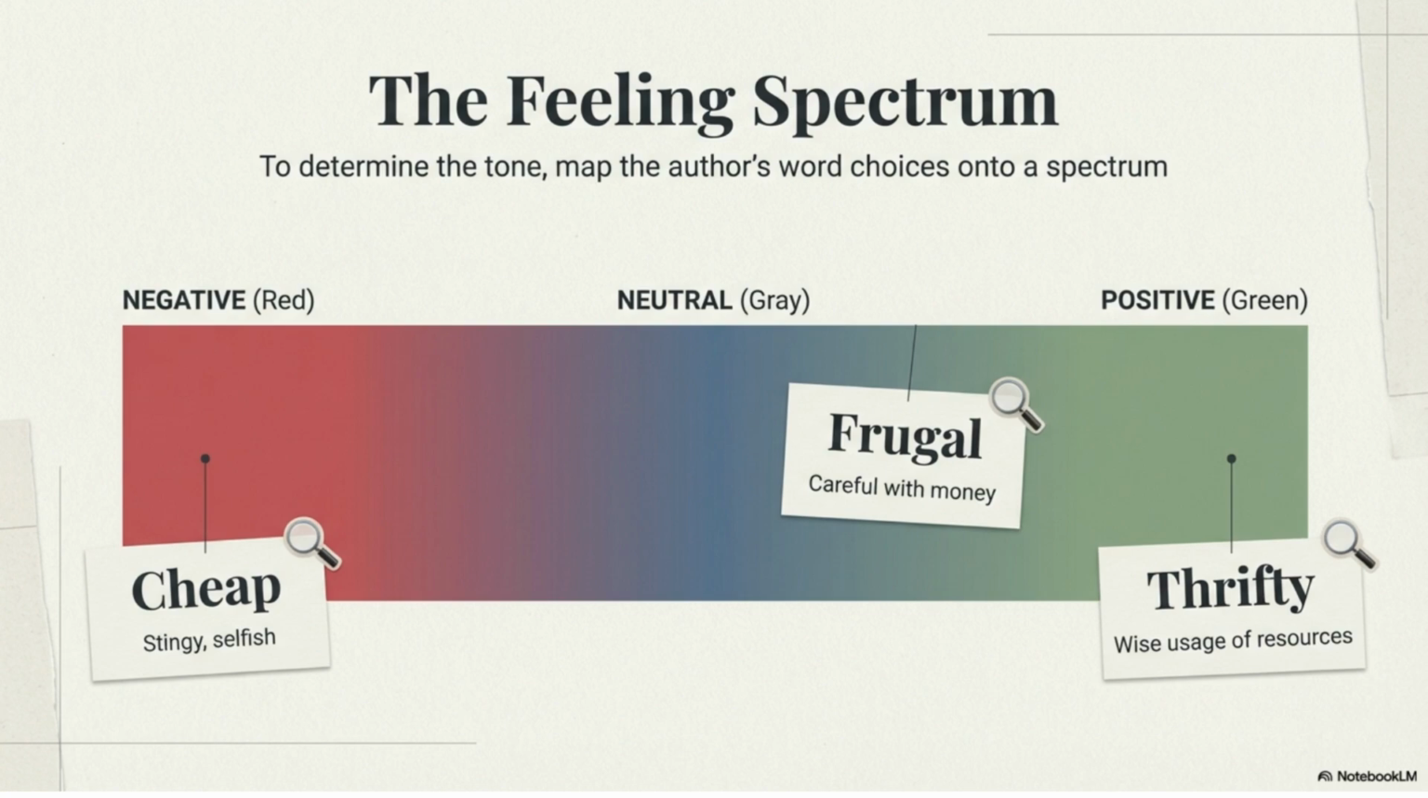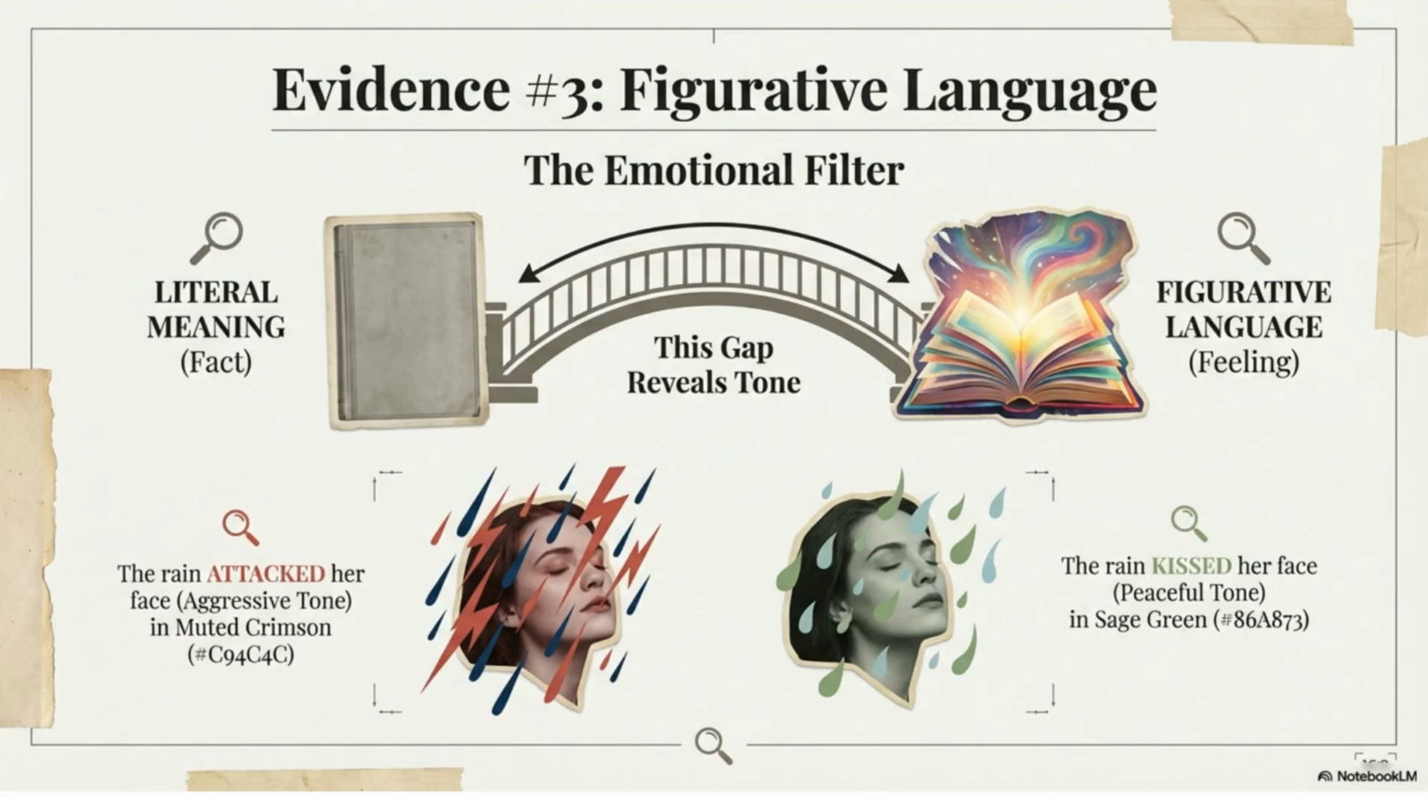Word choice can be placed on a feeling spectrum to help determine tone. Words with similar denotations can carry very different connotations, which place them as negative, neutral, or positive. For example, cheap suggests stinginess and has a negative connotation, while frugal is more neutral and simply means being careful with money. Thrifty carries a positive connotation, suggesting wisdom and responsibility. By mapping words along this spectrum, readers can identify how the author's choices reveal their attitude and accurately determine the tone. Figurative language acts as an emotional filter that reveals tone.